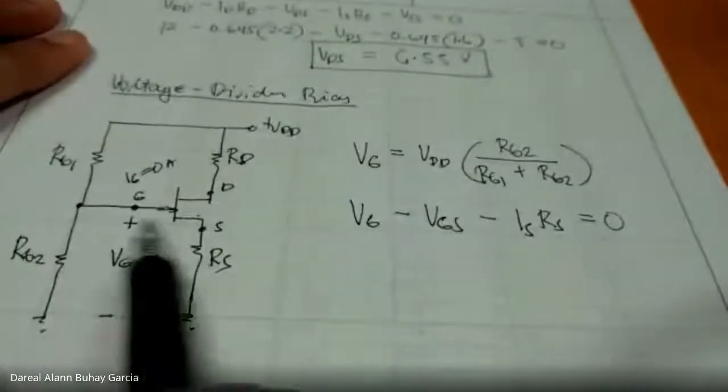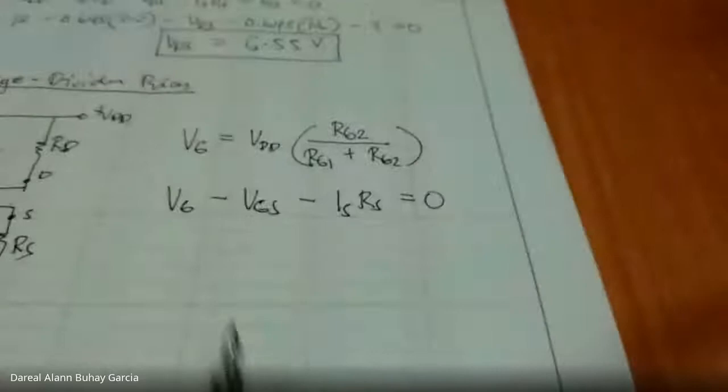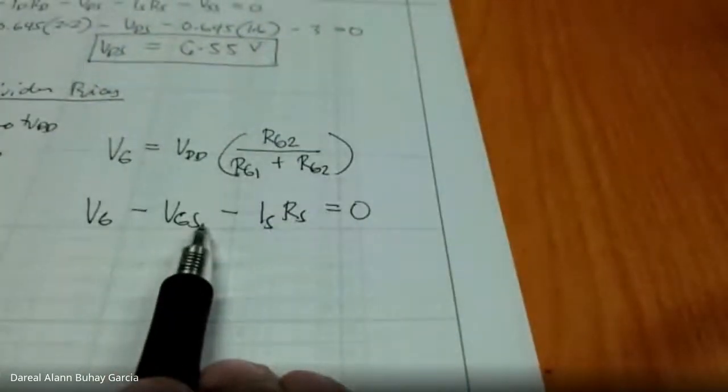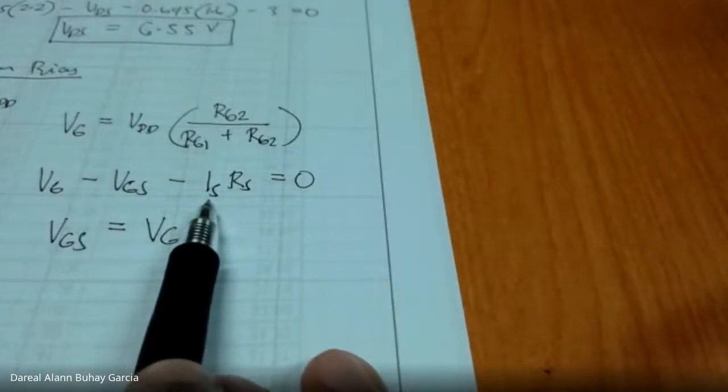Positive VG, VG minus VGS. Let's get the KVL equation here. Simplifying things, we want an expression for VGS. Transposing, VGS is equal to VG minus ISRS, and you know that IS is ID. So VG minus IDRS is equal to 0.